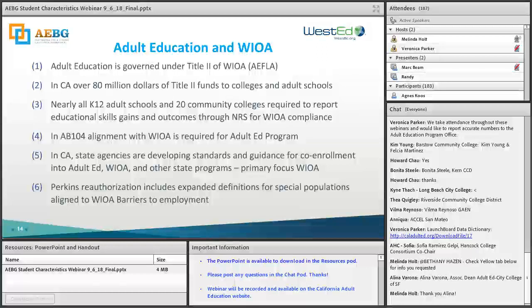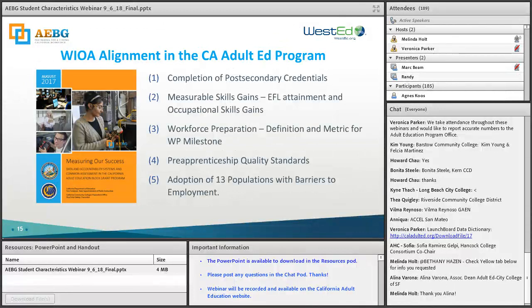And it's important to note that Perkins reauthorization includes expanded definitions for special populations that are about 95% aligned with the special populations and barriers to employment under WIOA. So it's just a way of me hammering you over the head about the fact that we have aligned to WIOA in every way we possibly can in the development of the metrics and in many of our core definitions.